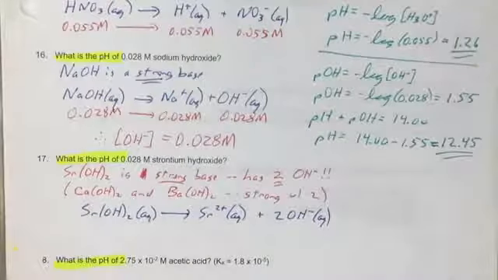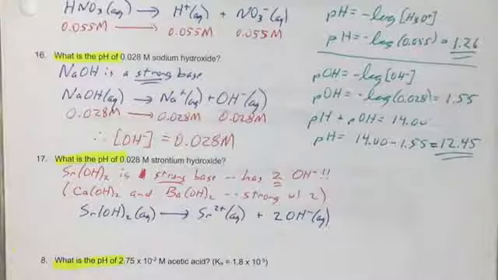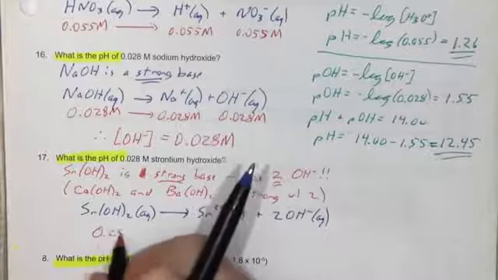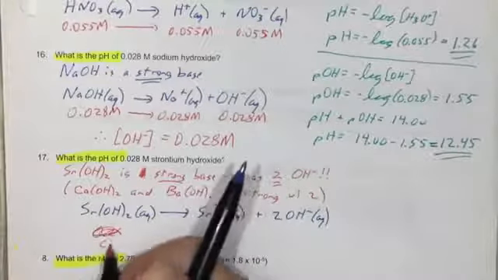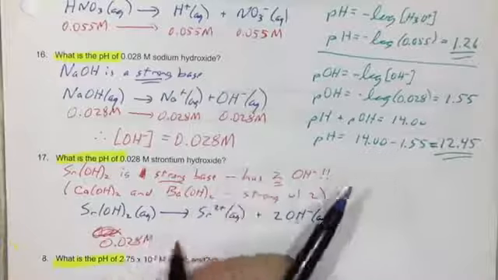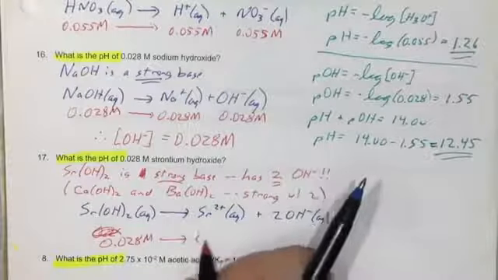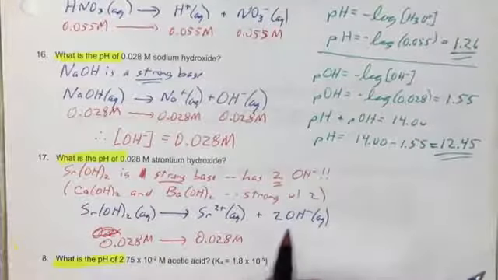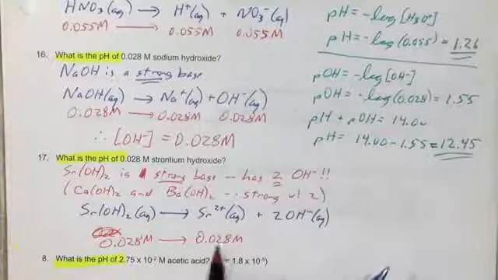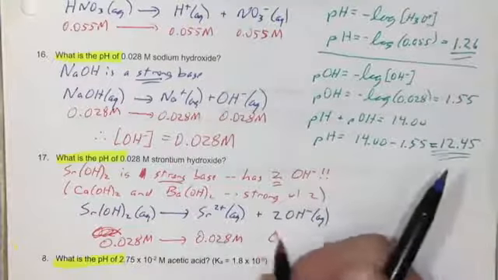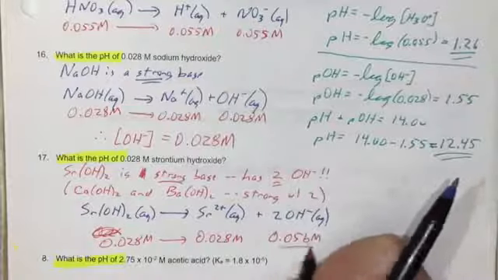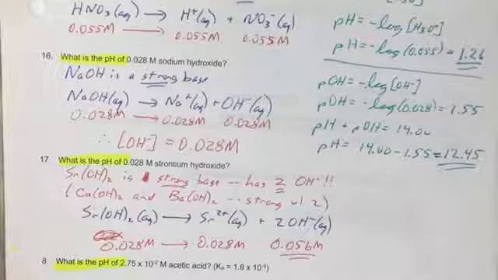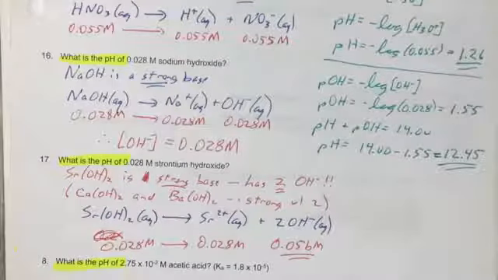And so if I start with a concentration of strontium hydroxide of 0.028 moles per liter, then when it breaks up, the concentration of strontium would be 0.028 moles per liter. But for every 1 mole of strontium hydroxide, I get 2 moles of hydroxide. That's going to be 2 times 0.028, or 0.056 moles per liter. Don't forget that there are 2 of those.